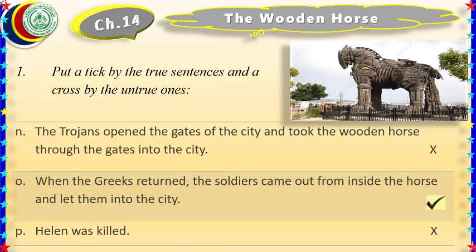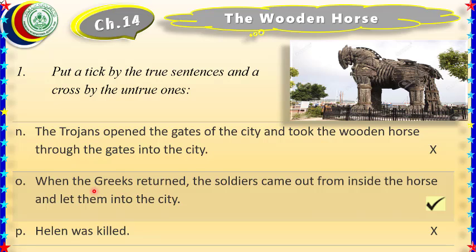Let us move forward. Here we can see the Trojans opened the gates of the city and took the wooden horse through the gates into the city. Dear students, we know Trojans took the horse into the city, but the horse was so big. They did not take the horse into the city through the gates. They broke the wall of the city to get the horse into the city. What does it mean? It means the statement is false. We shall put a cross here. They got the horse into the city, but not through the gates, by breaking the wall.